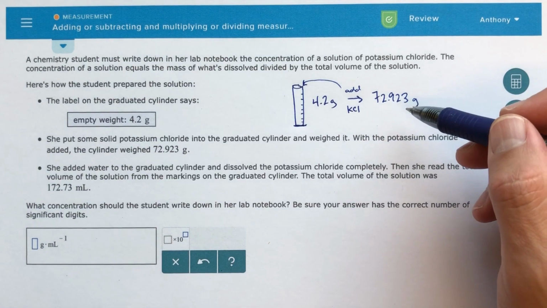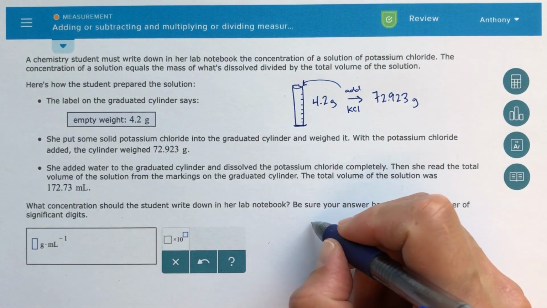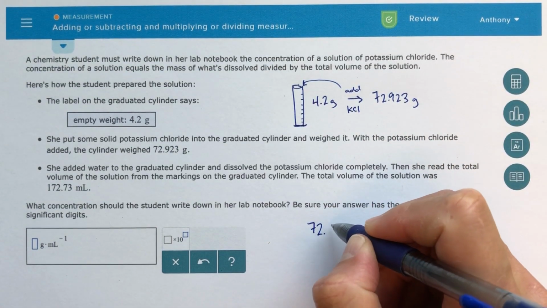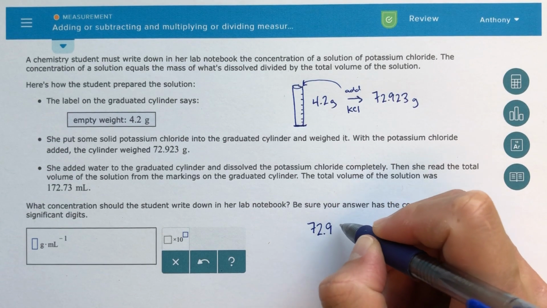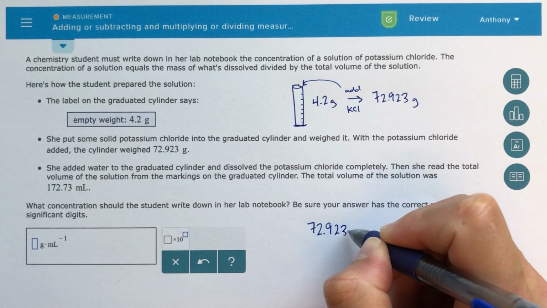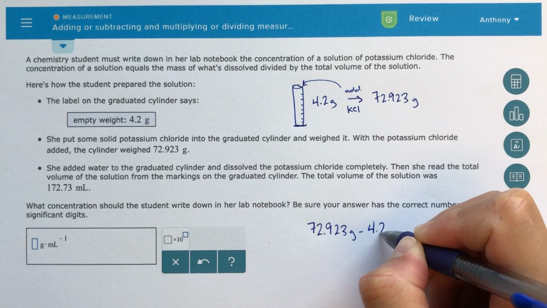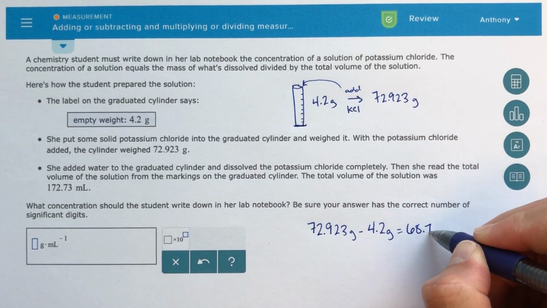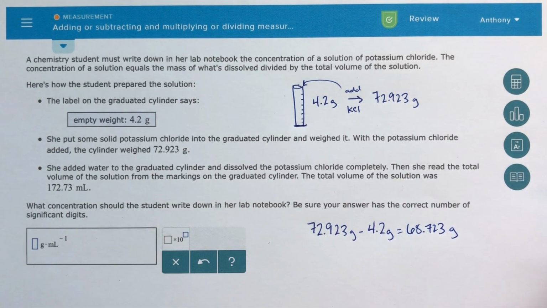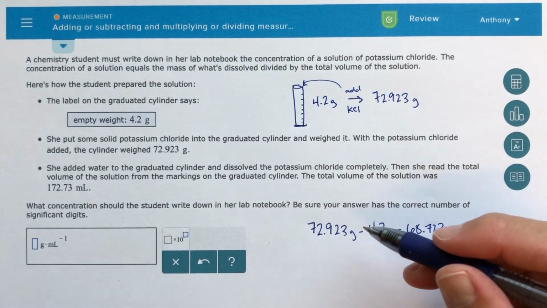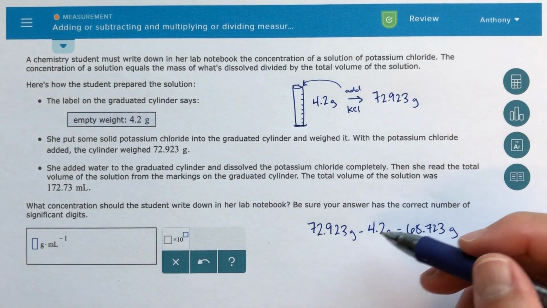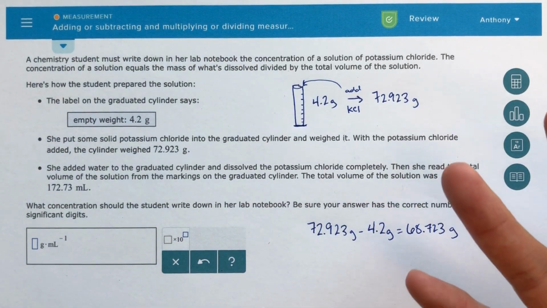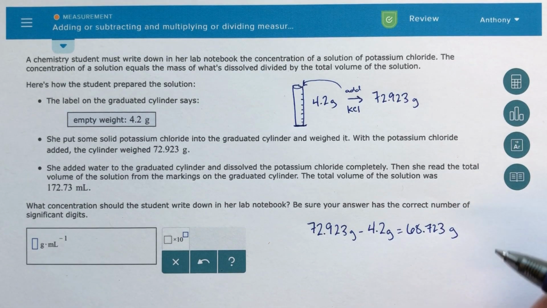So if I take 72.923 and I subtract 4.2, 72.923 grams minus 4.2 grams is going to equal 68.723 grams. Now, here we need to figure out the correct number of sig figs. So every time we're going to do a calculation, here we're subtracting, we need to consider, well, how many sig figs should that number have?